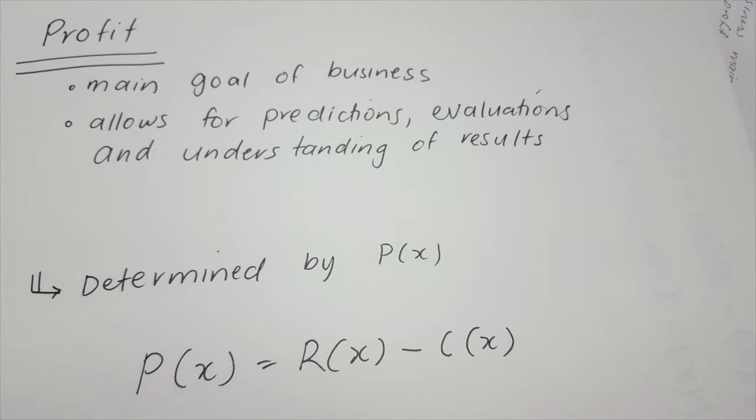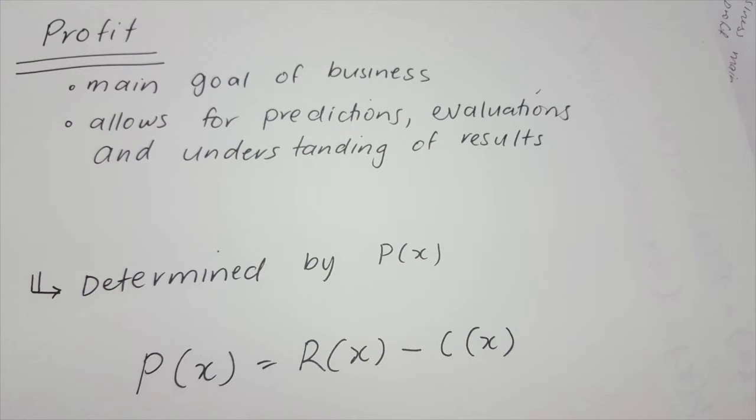As a business's main goal is to generate profit, profit is seen as a very important factor. Therefore, its analysis is necessary in order for one to provide predictions, evaluations, and understandings of the results caused by management's decisions. It is determined by the profit function, P of x, x being the output level. The profit function can be found if the cost function is subtracted from the revenue function. Therefore, P of x equals R of x minus C of x.